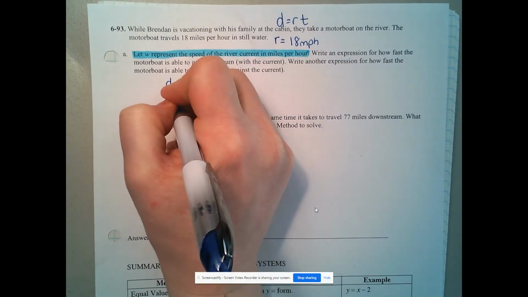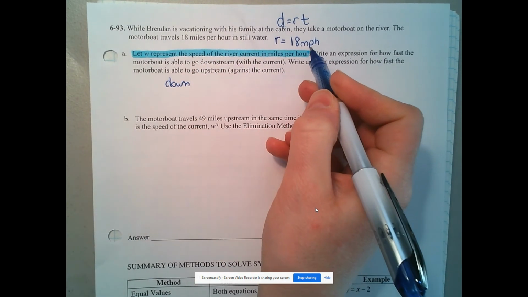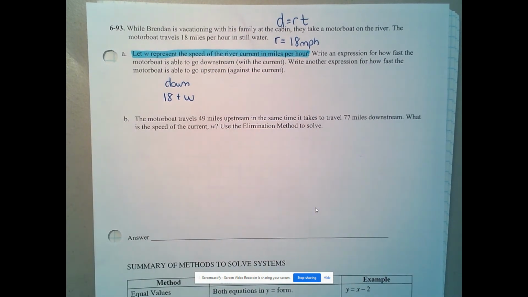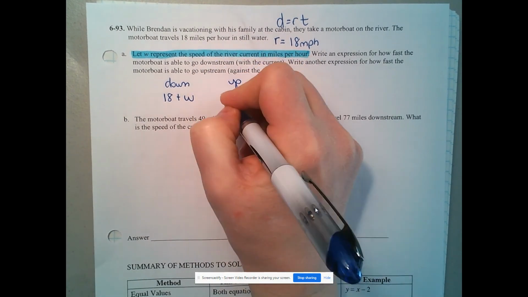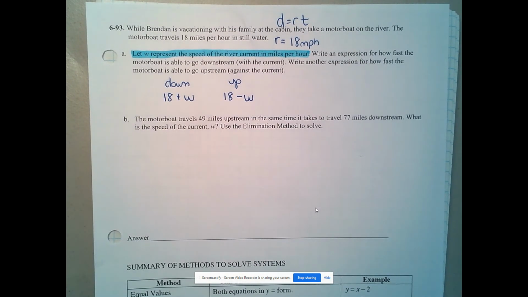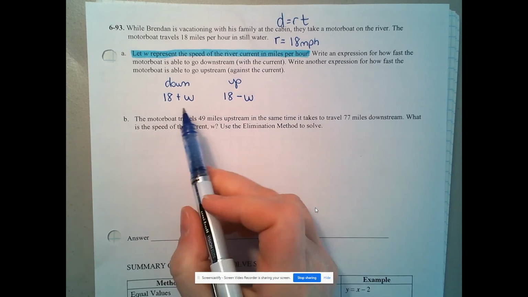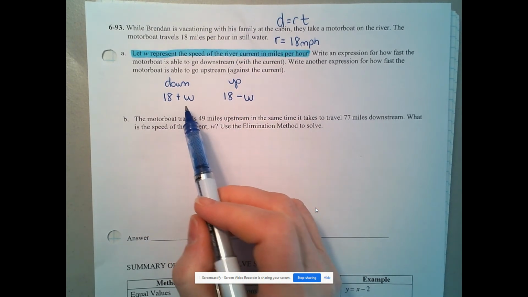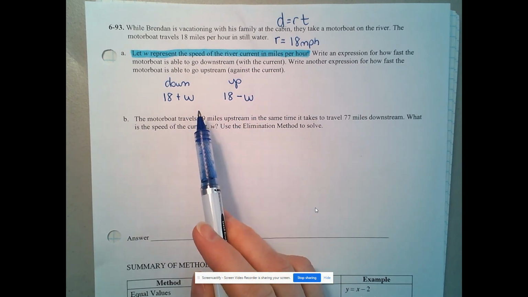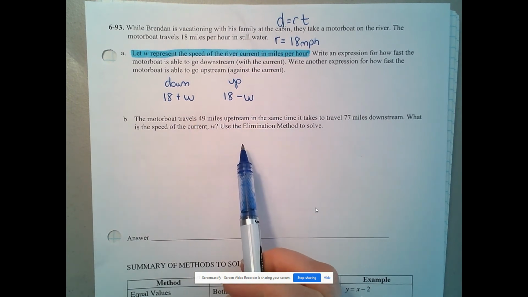So if it's going downstream, it's 18 plus whatever the current of the river is. If it's going upstream, it's going to go 18, but you're going to have to take away the current because you're going to be going against the current. So those are the two expressions we need for if the boat's going downstream or if the boat is going upstream. Always important to write that down to keep yourself organized for when you want to actually write a real equation.